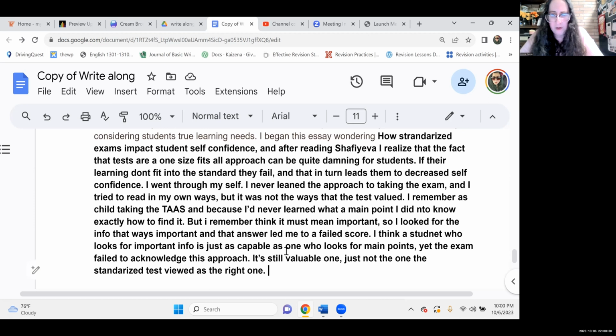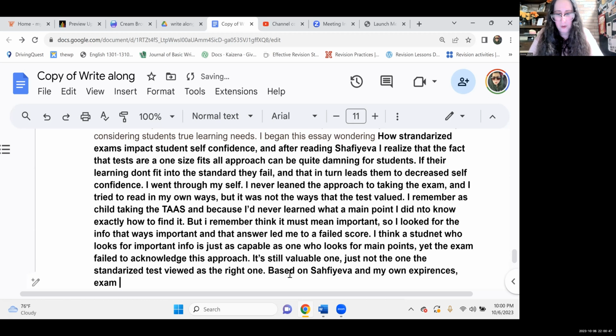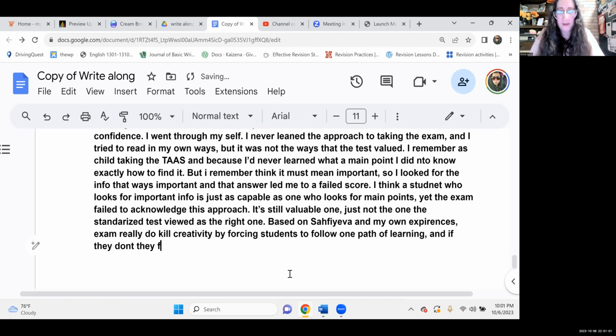Based on Shafiyeva and my own experiences, exams really do kill creativity by forcing students to follow one path of learning. And if they don't, they fail. I think that's a good way to end that one.